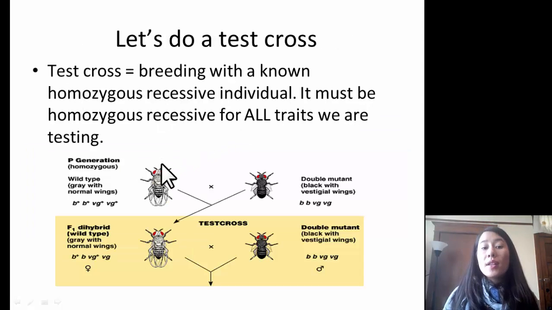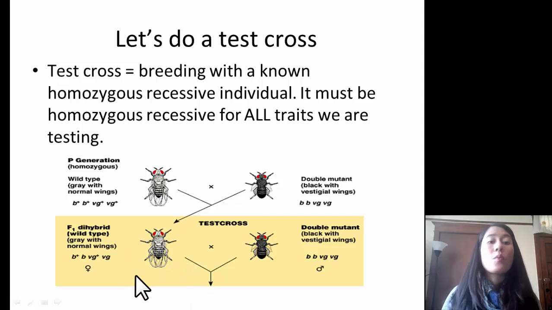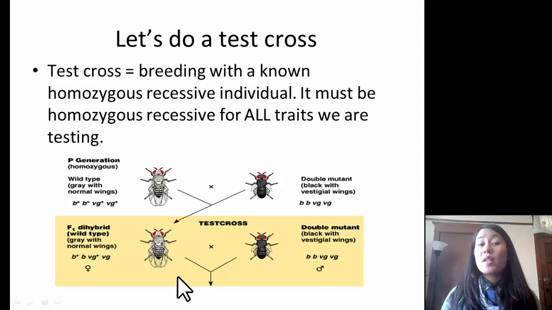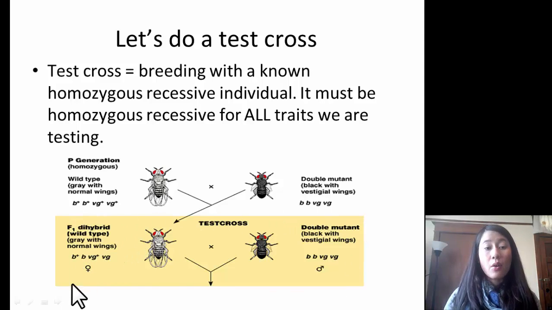All right, once we have that dihybrid wild type individual down here, we're going to do a test cross with it. A test cross is when we breed an individual with a known homozygous recessive individual. It's going to be homozygous recessive for all the traits that we're testing. You'll notice that the double mutant is our homozygous recessive individual. That makes sense because they have two recessive traits, which must mean that they've got the homozygous recessive genotype for both of them. So our test cross is shown here in this yellow box.